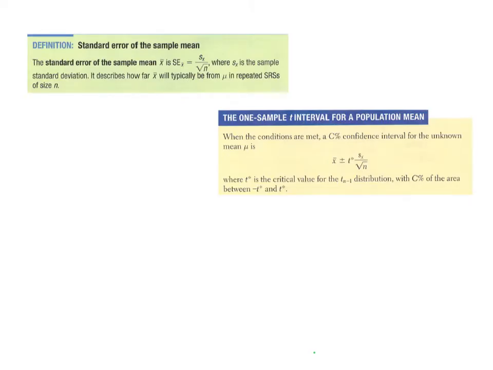Okay, so now that we've checked conditions, let's look at the actual construction of the confidence interval for the mean. When we do this, we're going to be using the standard error of the sample mean. For those of you that have taken AP Bio, we've talked about the standard error of the mean. They're the same thing. So the standard error of the sample mean, this is how we're going to calculate it. We're going to take our sample standard deviation, that's the Sx, and divide it by the square root of our sample size. It's going to describe, again, how far the mean x̄ will typically be from mu in repeated SRSs of that same sample size.